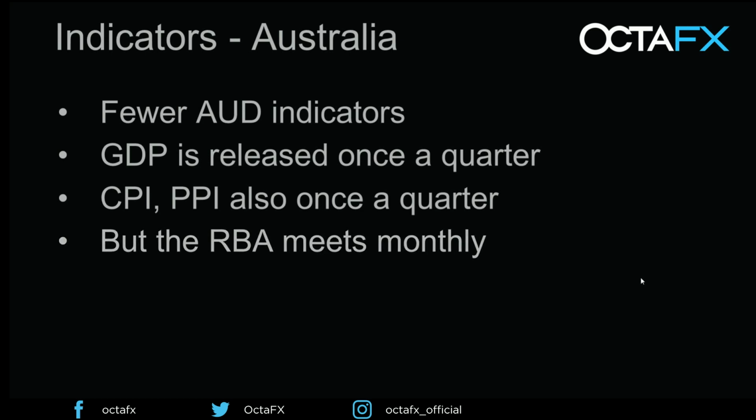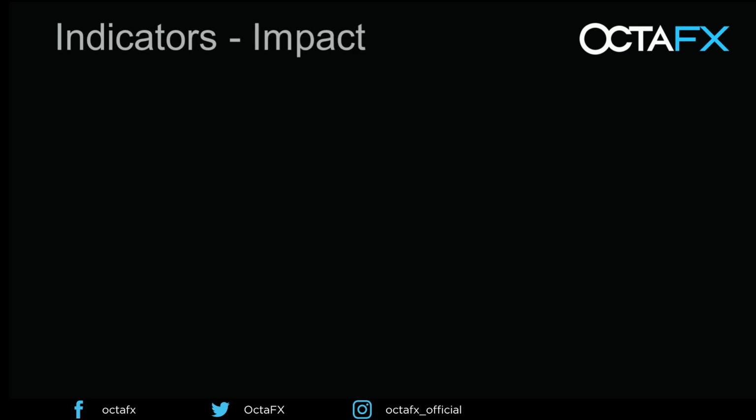However, on the other hand, the Reserve Bank of Australia, the central bank, meets every month except January when it's summer in Australia, but they meet every month. Other central banks, it's a bit less frequent, more like 8 times a year. So we have a central bank in Australia. The Reserve Bank has a bit more weight in comparison to economic indicators.